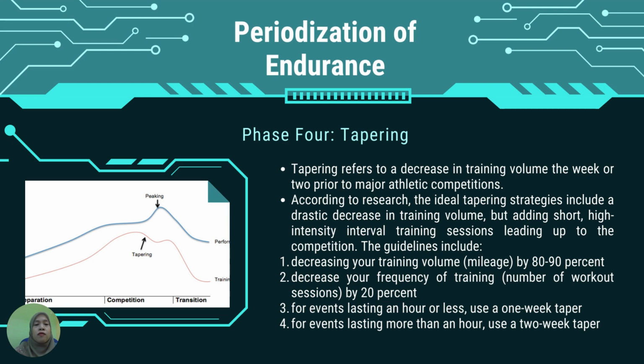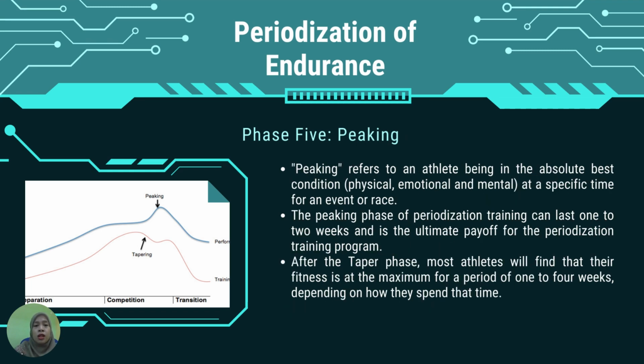Phase 4 involves tapering, which refers to a decrease in training volume the week or two prior to the major athletic competition. According to research, the ideal tapering strategy includes a drastic decrease in training volume, but adding short, high-intensity interval training sessions leading up to the competition. The guideline is to decrease your training volume by 18 to 90%, decrease your frequency of training, the number of workouts, by 20%, for events lasting an hour or less use a 1 week taper, and for events lasting more than an hour use a 2 week taper.